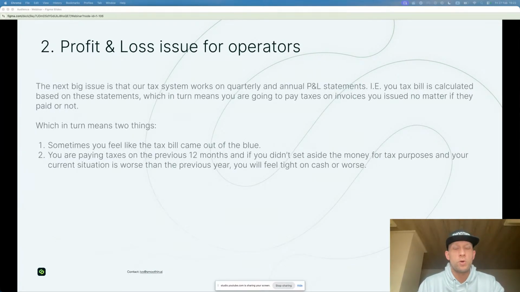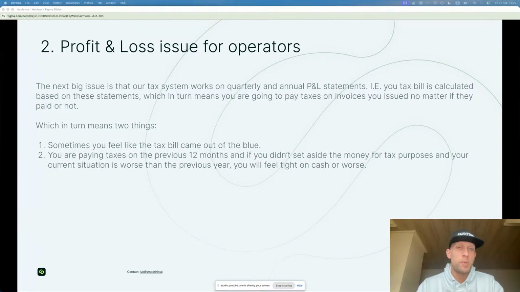Issue number two is that the tax system doesn't care if you were paid or not. If you report that income, you will get the tax bill for that. That leads to other confusion, and sometimes it feels like, hey, where did this tax bill come from? Why is it so big, right? It might feel like it came out of the blue.